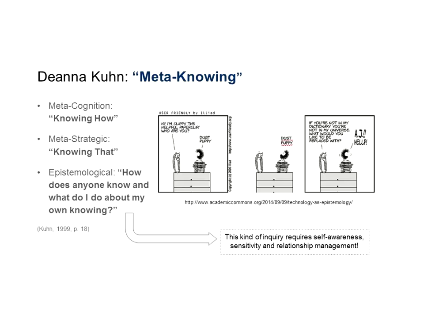The next piece is the meta-strategic. So she says this is knowing that. This is our ability to call on a variety of strategies, multiple strategies, to execute that procedural act, to execute the metacognition. And then the last piece is the epistemological. And so this is often likened to the deeper, like, existential. How does anyone know? And what do I do about my own knowing? And where does my knowing come from? And these are those larger, deeper questions.